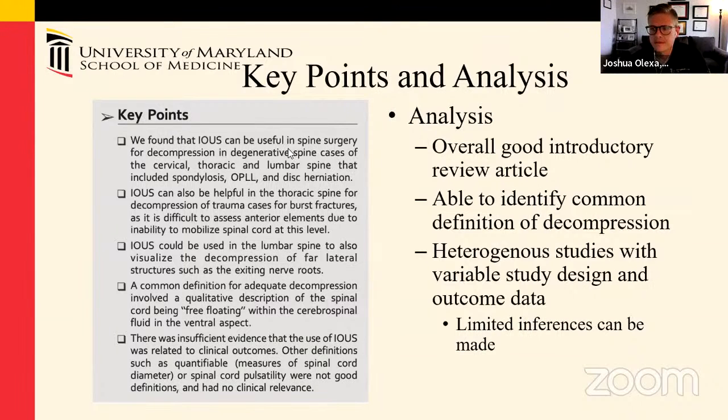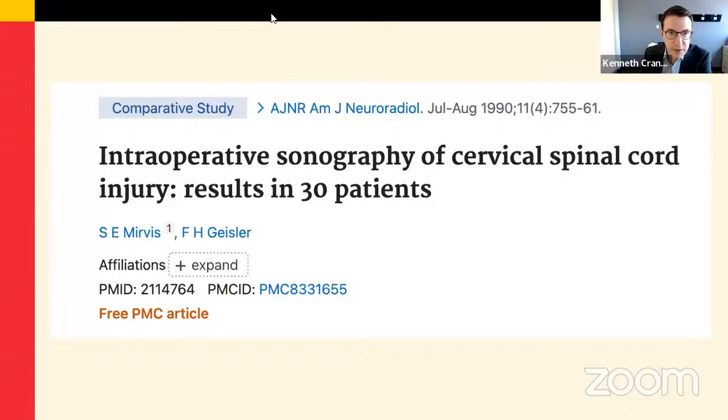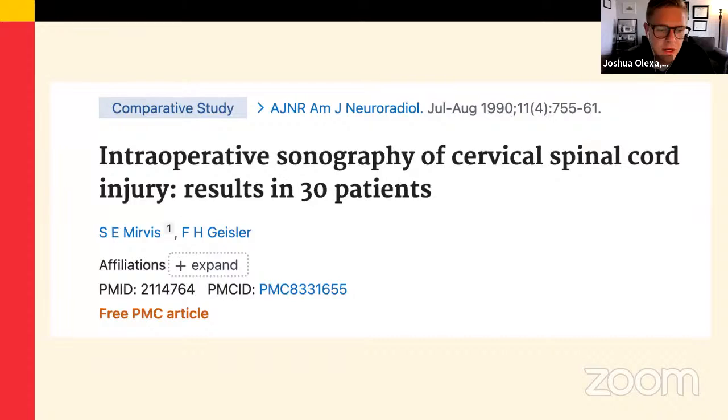All right, we can move on to the next paper. Sure. So the next paper kind of leads into that nicely. We're going to go back in time a little bit to the early 90s.